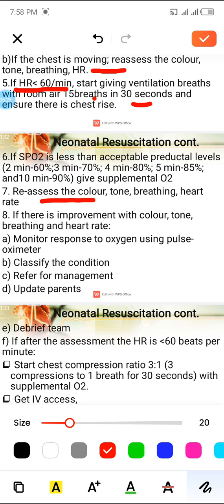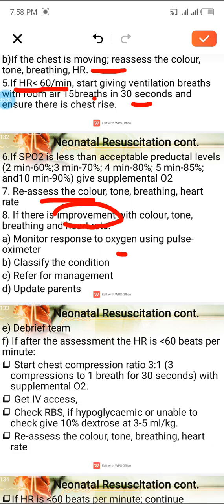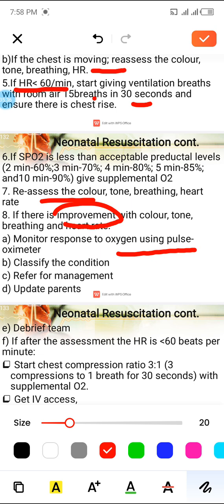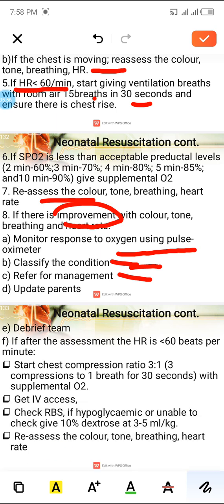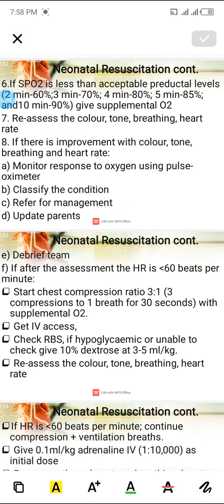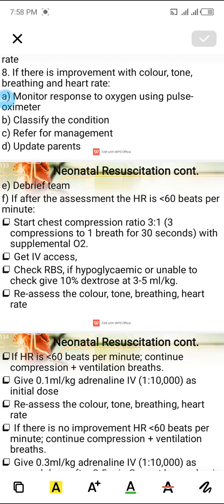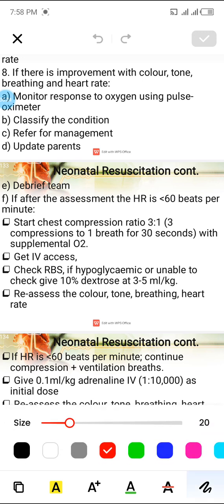If there is improvement, you need to monitor oxygenation and pulse, and then classify the baby and refer for further management. Now, if the baby responded after you did CPR, you can also take the baby to ICU. So this is the next point we look at, CPR.